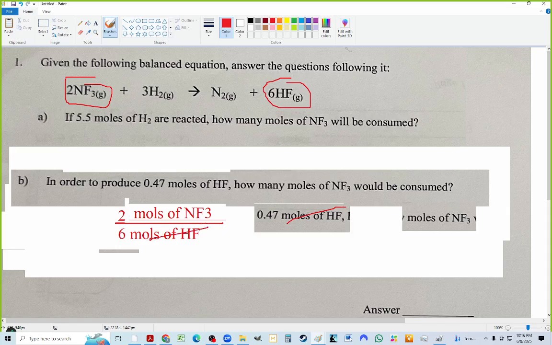2 times 0.47 over 6. That'll tell you the moles. I'll do that on my calculator now. And this is the mole bridge. This is what we use, the mole bridge. 0.94. Okay.